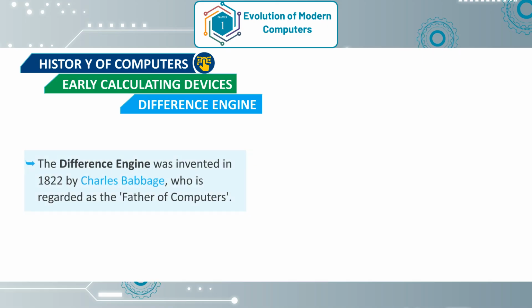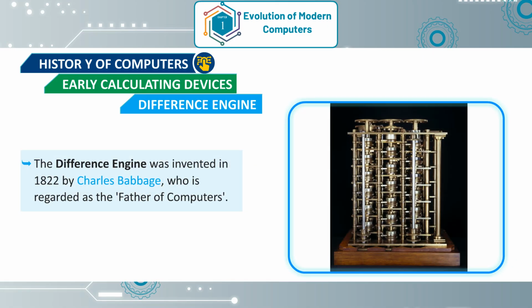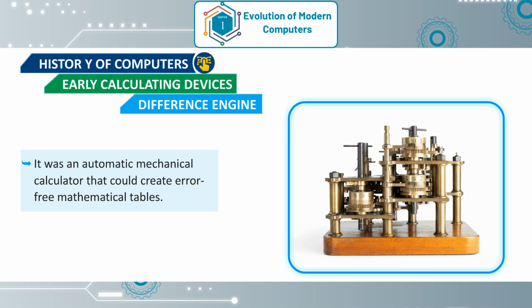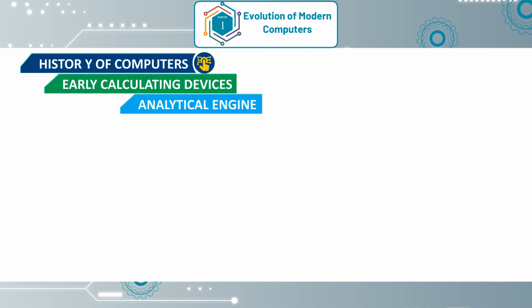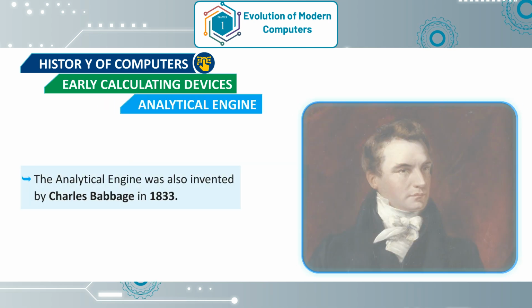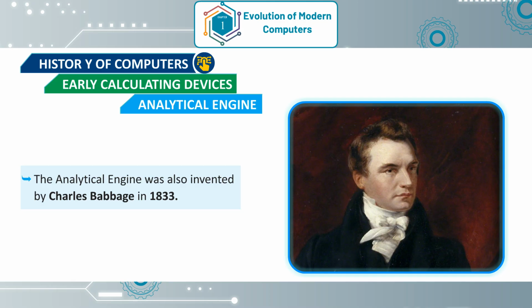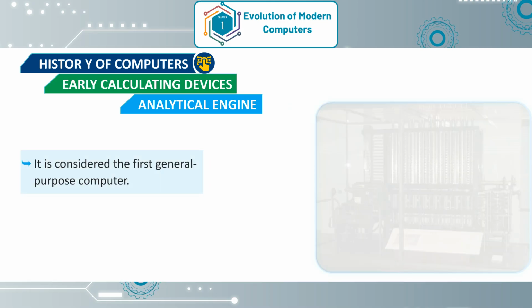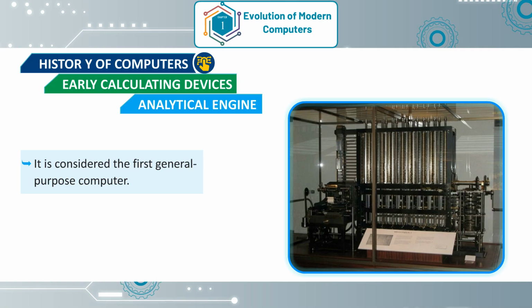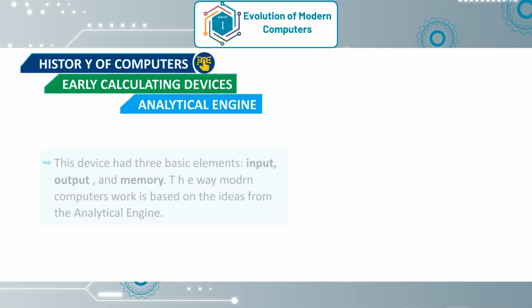Difference engine. The difference engine was invented in 1822 by Charles Babbage, who is regarded as the father of computers. It was an automatic mechanical calculator that could create error-free mathematical tables. Analytical engine. The analytical engine was also invented by Charles Babbage in 1833. It is considered the first general-purpose computer.